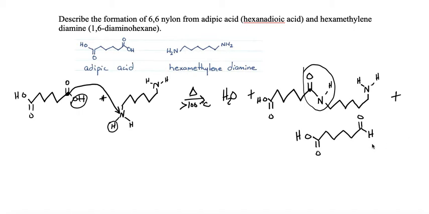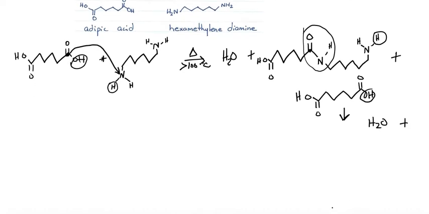Again, it's going to try to, oh sorry, that's an OH. It's going to try to make water. So the OH comes off of the acid and the hydrogen from the amine together. These will produce water as one product, so H2O, plus the two pieces are now going to join together.